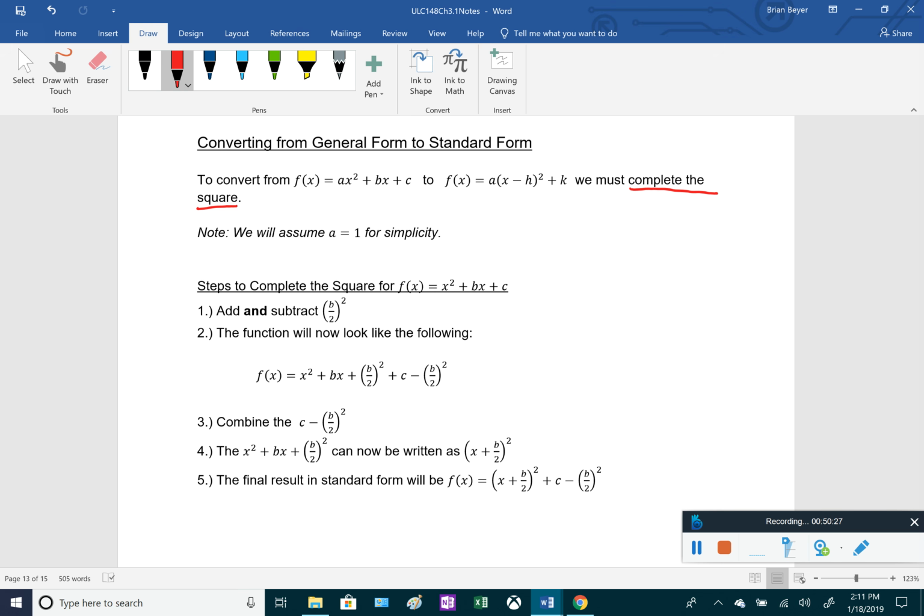So the steps to complete the square for f of x equals x squared plus bx plus c. We're going to add and subtract (b over 2) squared to both sides. So this step is very important because you just have to know that. If you don't know that step, you just pretty much can't do it. So you find that b value, the x coefficient, divide it by 2, and you square it, and you add it and you subtract it.